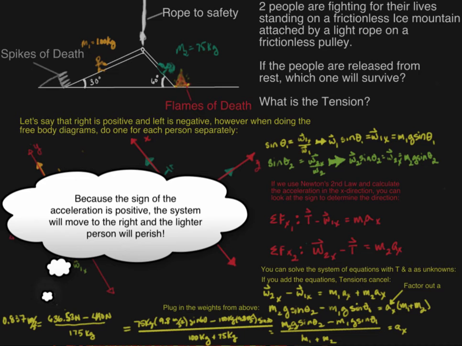So who's going to pass? Well, it's actually the lighter person, opposite what common sense might indicate. You would think the heavier person would be pulled to their death, but no, it's the lighter person. It's because the angle is much steeper here. All right, so the tension, how do we find the tension?